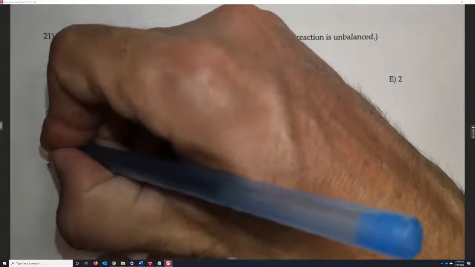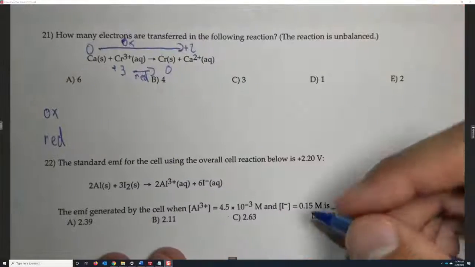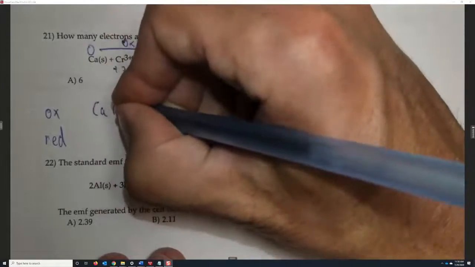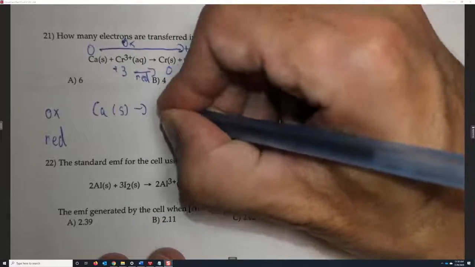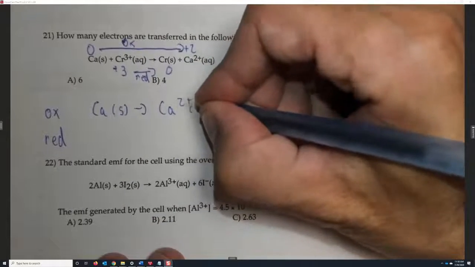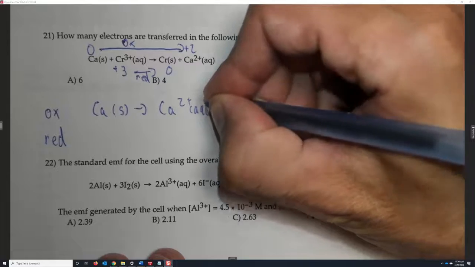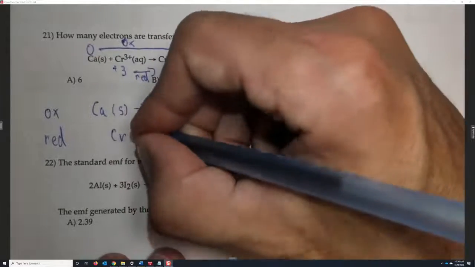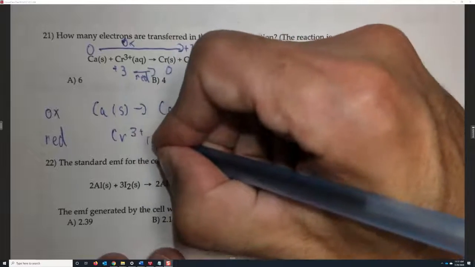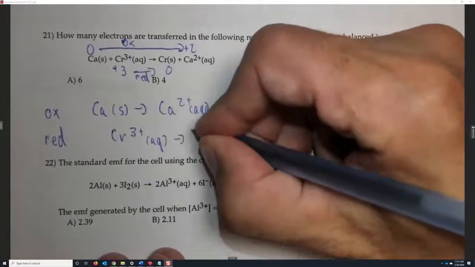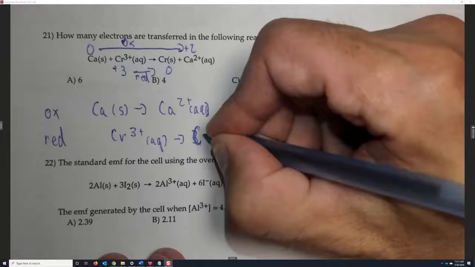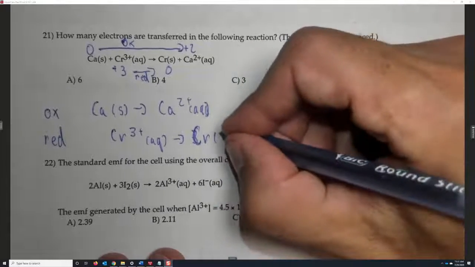So if I skip here to writing the half reactions, step 2 if you will, for the oxidation half reaction, I have calcium solid yields calcium 2 plus aqueous. And for chromium, I have Cr3 plus aqueous yields Cr solid.